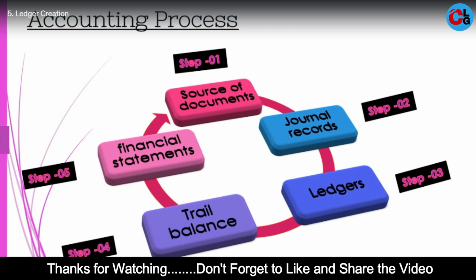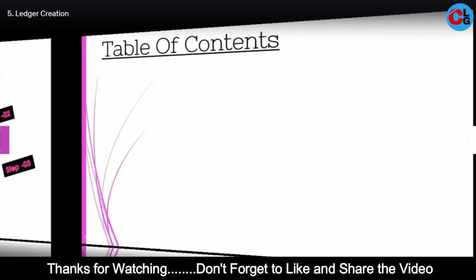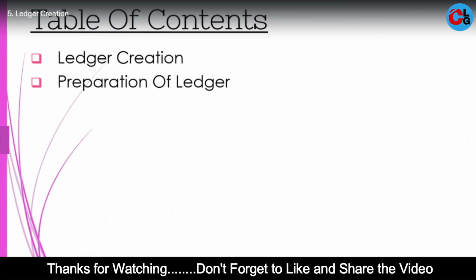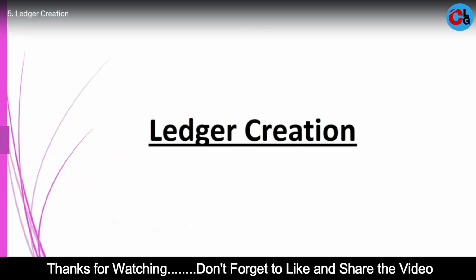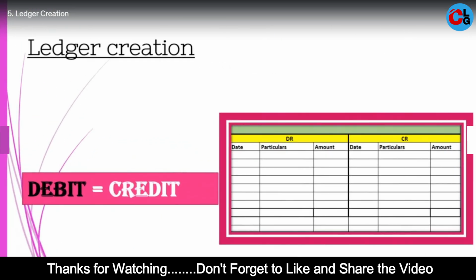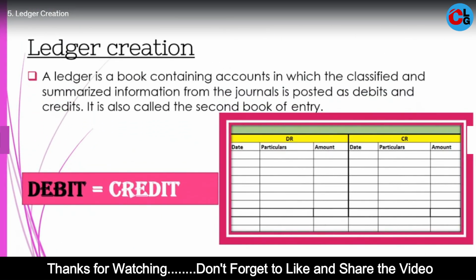So now we are going to look at step 3 in the accounting process, that's the ledger. In this section we are going to look at what the ledger is and how to prepare the ledger. So the first part is what is the ledger. A ledger is a book containing accounts in which the classified and summarized information from the journal is posted as debit and credit. It's also called the second book of entry.